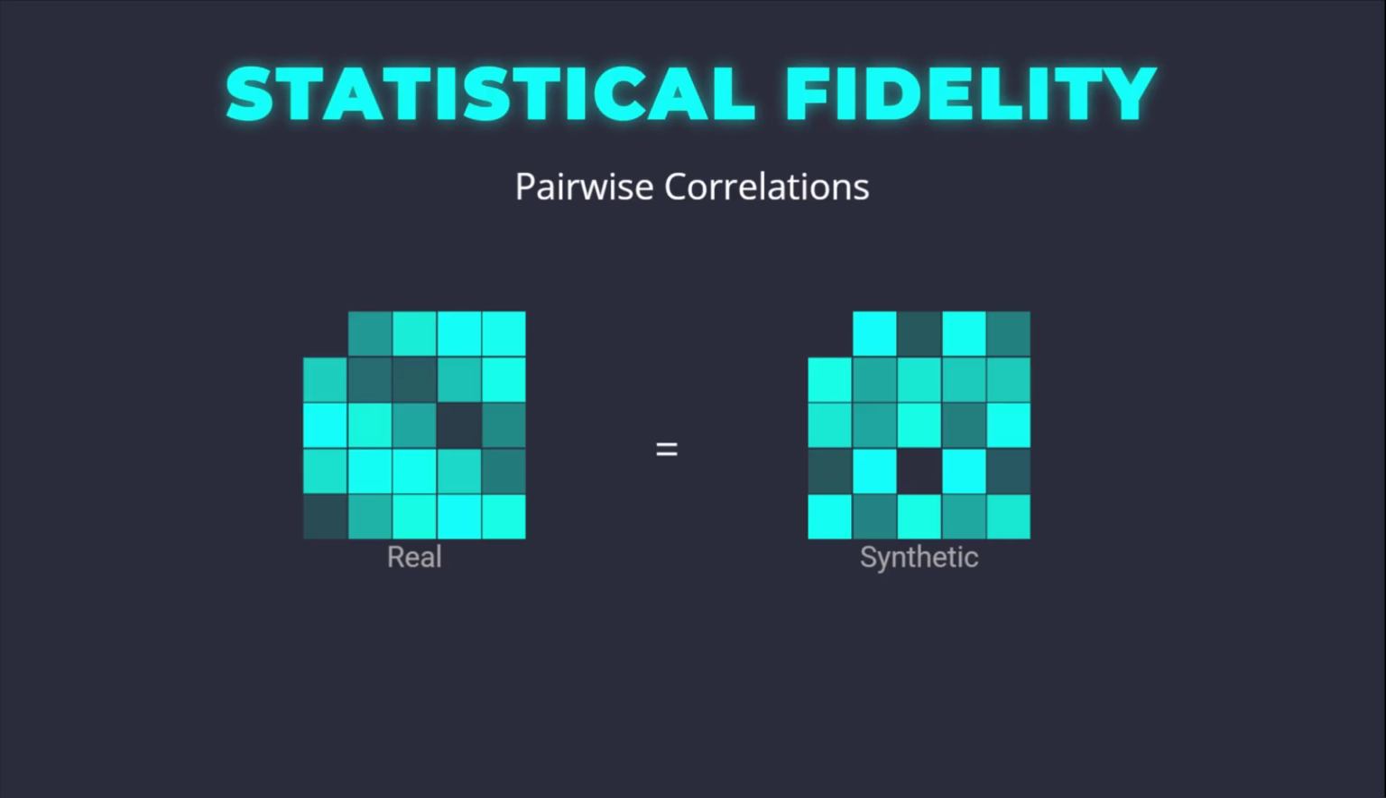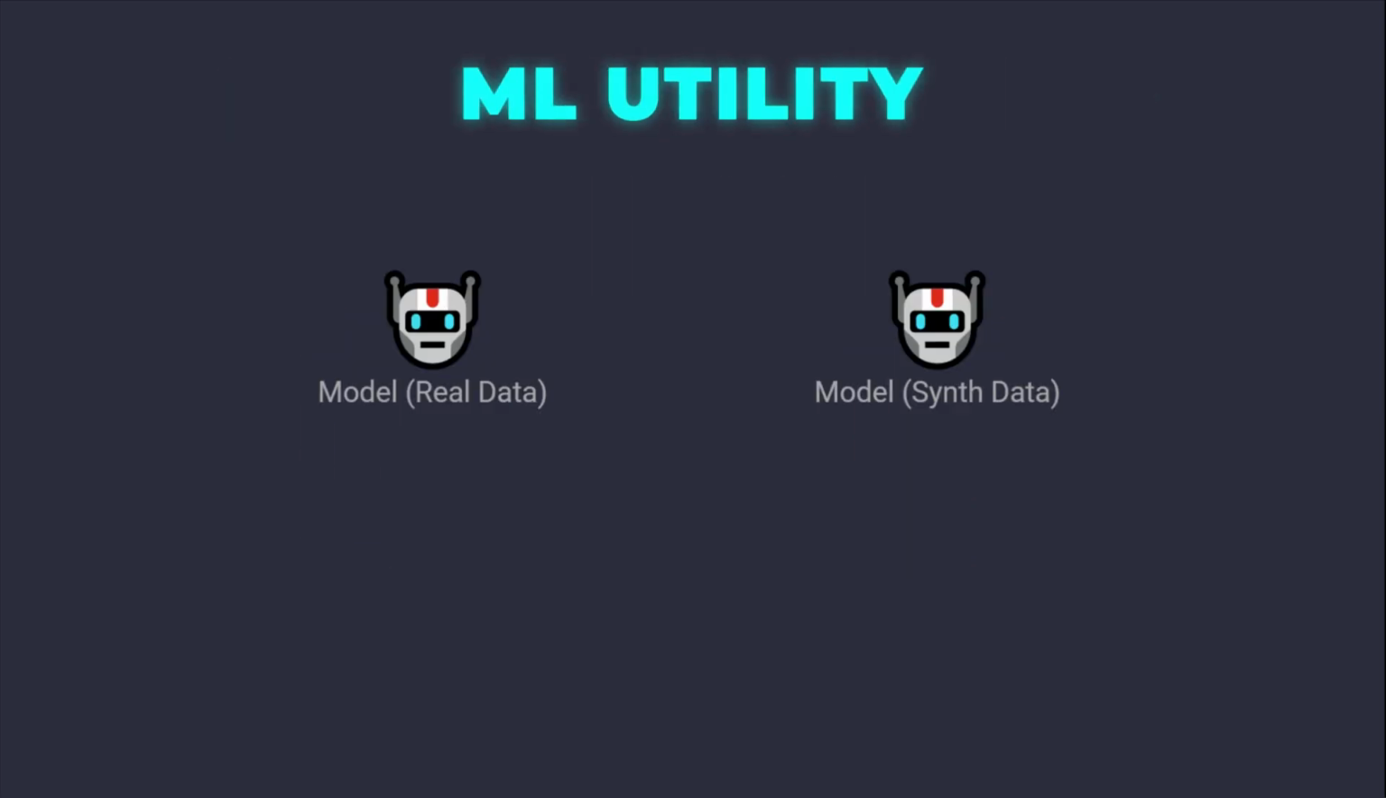Furthermore, visualize the pairwise correlation matrix between features in both datasets. The synthetic correlation matrix must visually mirror the real data matrix, ensuring complex dependencies, such as the correlation between diagnosis codes and prescribed medications, are accurately replicated. Fidelity alone is insufficient. The synthetic data must prove its utility for machine learning tasks.